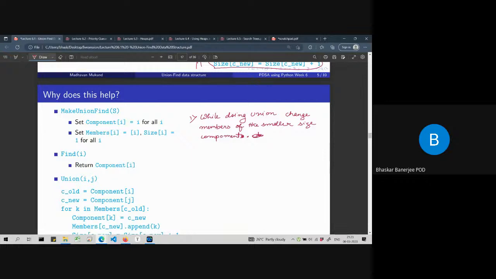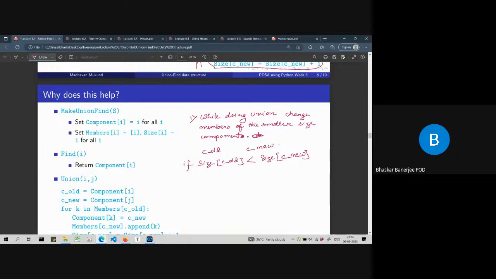If I'm joining, let's say, C old and C new, I have to find whose size is lesser. How can we find size? Remember, we maintained a separate dictionary for that. So you check if the size of C old is lesser than the size of C new. That means C old has a lesser number of members. If I have to change the component of all the nodes in one of the components, obviously I want to do less work.